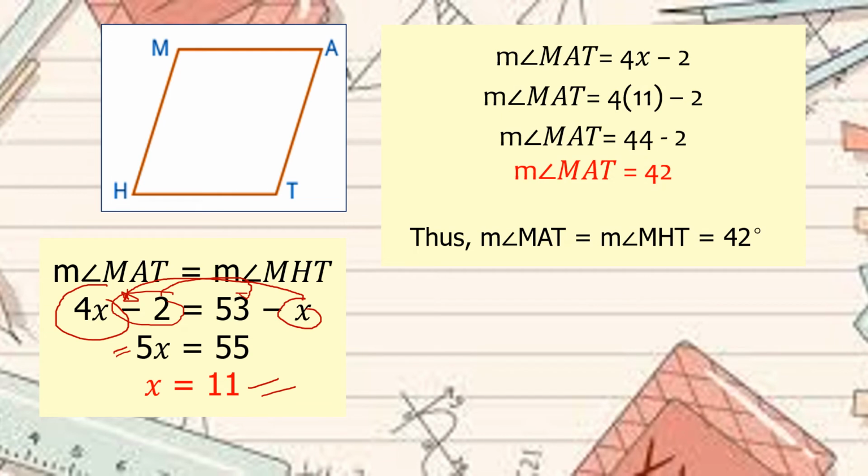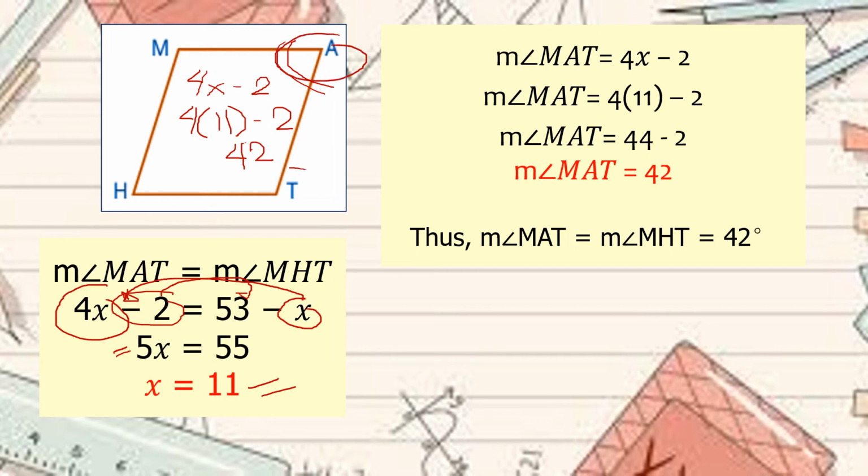But the question is, what is the value of angle MAP? Alamin muna natin yung value ni MAP. So sabi kanina, MAP is 4x minus 2. So gamitin natin yung value ng x para malaman. So we have 4 times 11 minus 2. 4 times 11 is 44. Minus 2, we have 42. So, meaning, 42 ito.